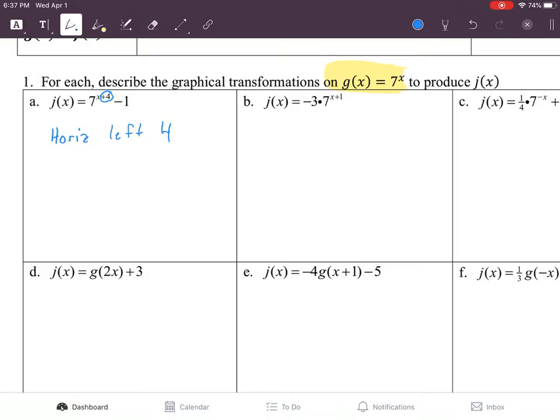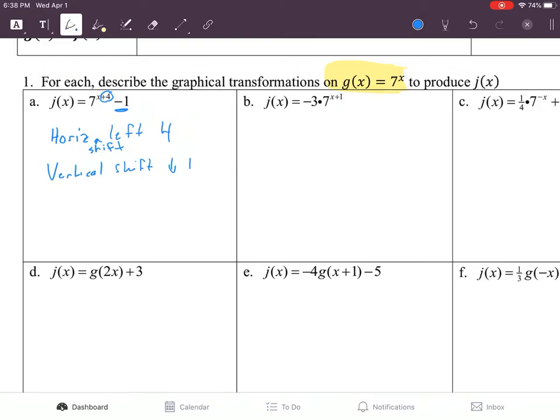Then last, there's only 2 of them in this case. That is going to be a vertical shift. It's going to go down 1. Actually, I should put down that this is a shift. Oops, forgot the T.